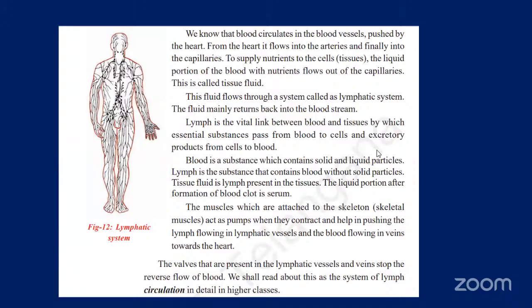So here we know that blood circulates in the blood vessels pushed by the heart. So from the heart it flows into the arteries and finally into the capillaries. Arteries కి flow చేస్తుంది కదా బ్లడ్ బాడీ పార్ట్స్ కి అందించడానికి. సో దాని తర్వాత క్యాపిలరీస్ కి వచ్చేస్తుంది. To supply nutrients to the cells, టిష్యూస్ కి సప్లై చేయడానికి the liquid portion of the blood with nutrients flows out of the capillaries. దాన్ని మనం టిష్యూ ఫ్లూయిడ్ అని అంటాం.